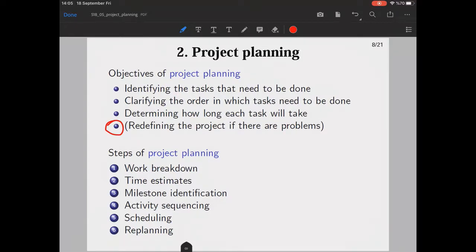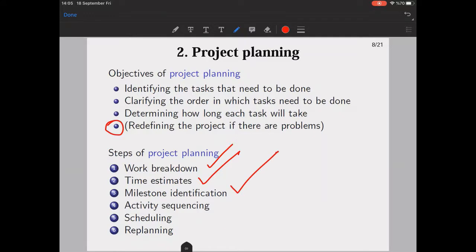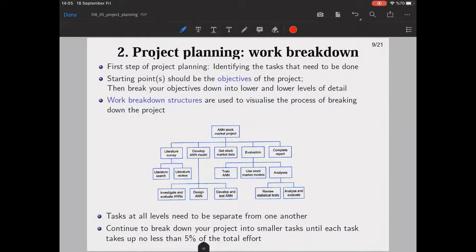There are several steps of project planning again. You need to have a work breakdown. You need to have time estimates on them. We should identify the milestones. Then activity sequencing is important so that we can see slacks. Then scheduling and replanning, if it is required. It's optional. If there are mismatches or if you see some risks there, you can go ahead and replan your project. Now let's take a look at the work breakdown approach.